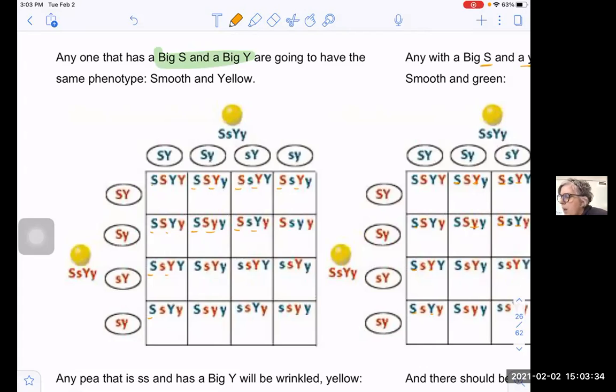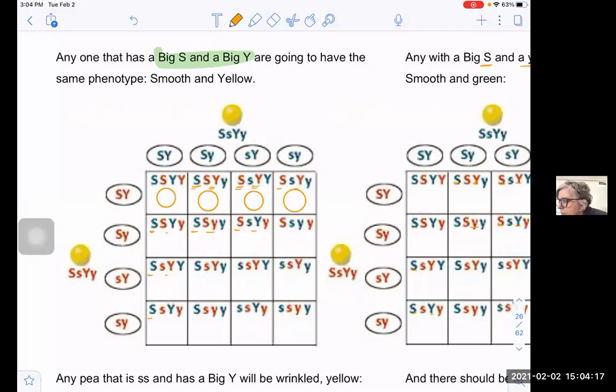So this first box is going to be smooth and yellow, right? Because it has a capital S and a capital Y in the phenotype. The next one also has a big S and a big Y, so that's smooth and yellow. The third one also has a big S and a big Y, so smooth and yellow. And the fourth one also has a big S and a big Y. So the whole top row would all be smooth and yellow, just like the parents. The genotypes are not the same as the parents in all the cases, but the phenotypes are, and that's all we're looking at right now.